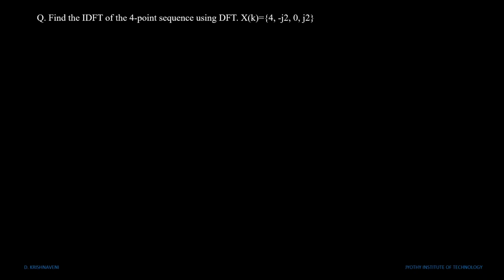Now in the question, find the IDFT of the 4-point sequence using DFT. X of k is given. You have to find out the IDFT using DFT. So the formula we had just now derived was x of n is equal to 1 by N DFT of conjugate of X of k whole conjugate. Now X of k is given, we want conjugate of X of k. So conjugate of X of k is 4, minus j2 conjugate will be plus j2, then 0. For j2 it is minus j2. And now we have to find out DFT of conjugate of X of k.